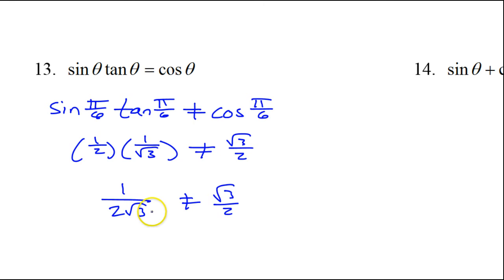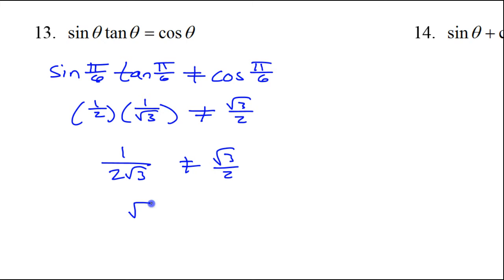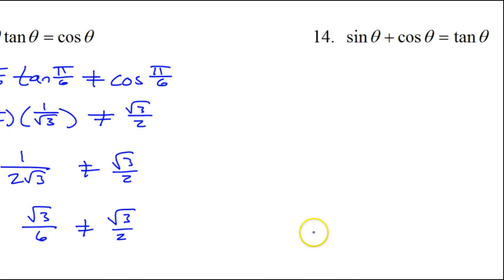If I rationalize the denominator by multiplying the numerator and denominator by radical 3, I'm going to get radical 3 over 6, which is not equal to radical 3 over 2. Alright, there again, non-identity. Okay, I think we're at the end.